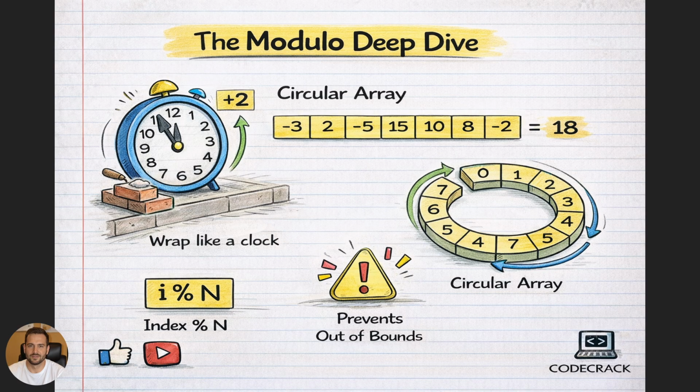Let's pause here. To make this work, we use the modulo operator. In a circular array, this is your best friend. Think of it like a clock. If it is 11 o'clock and you add 2 hours, it does not become 13. It wraps back to 1. When we write index modulo n, we are telling JavaScript to wrap the index back to 0 if it reaches the end. This prevents index out of bounds errors that crash your automation suites.